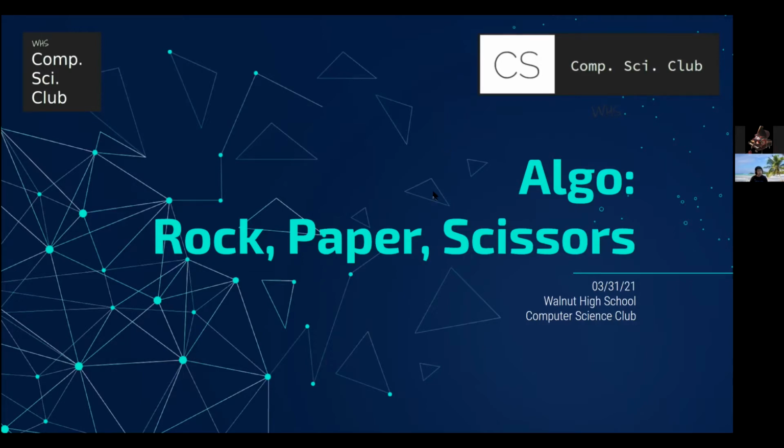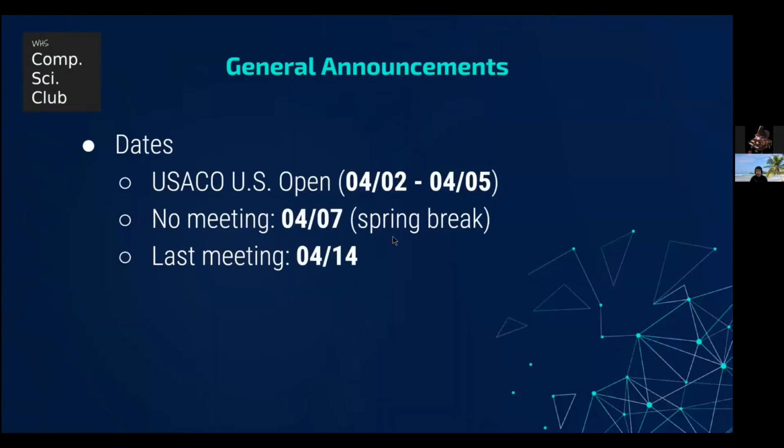Before I get started with the activity, let's just run through some information. Important dates: USACO's US Open is going to be open on April 2nd to April 5th, and that's going to be the last competition USACO is going to have for quite a while. Next week is spring break, so there won't be a meeting on the 7th. Our very last meeting will be the 14th, the week after.